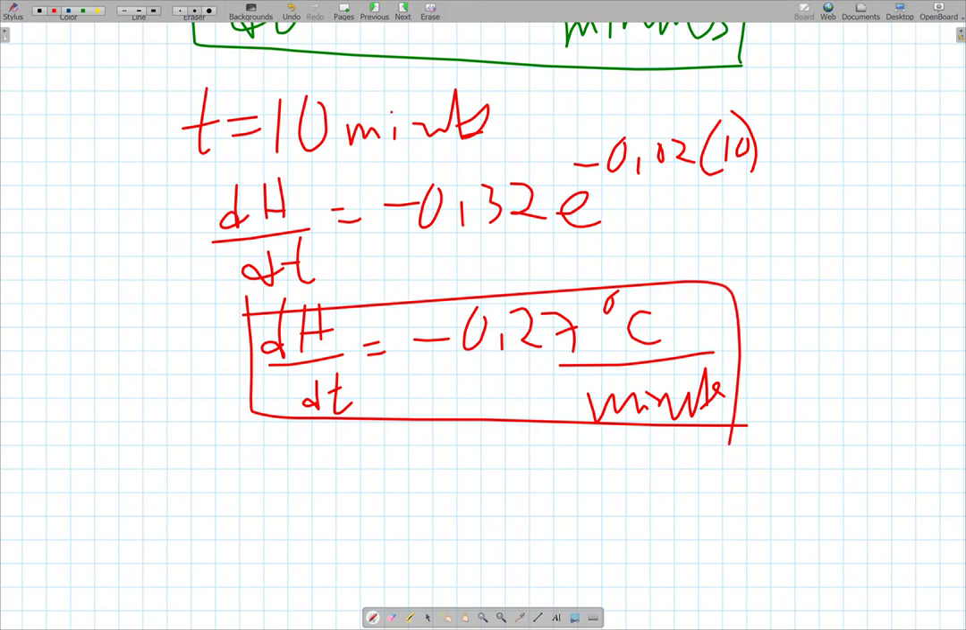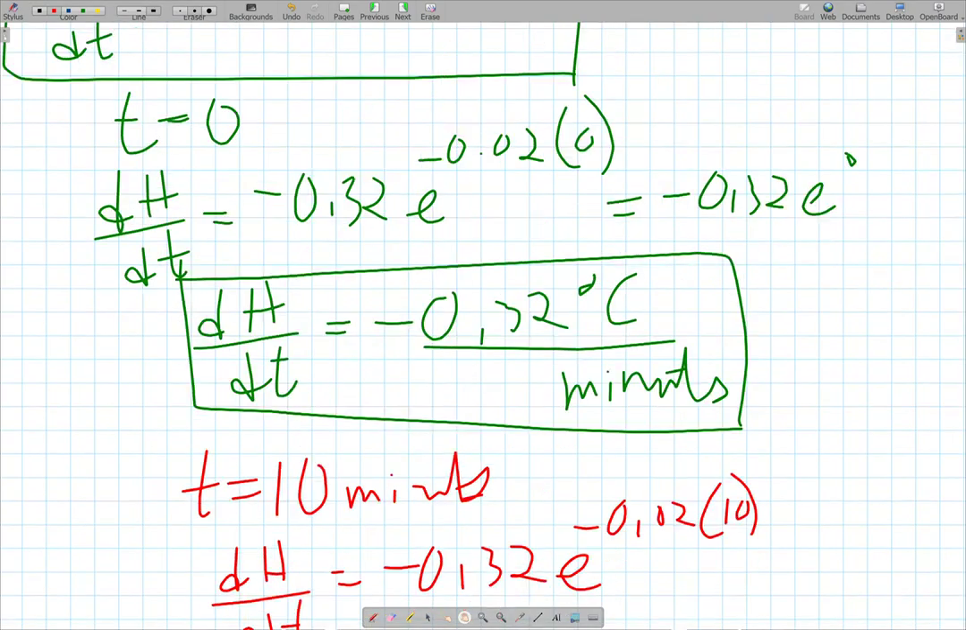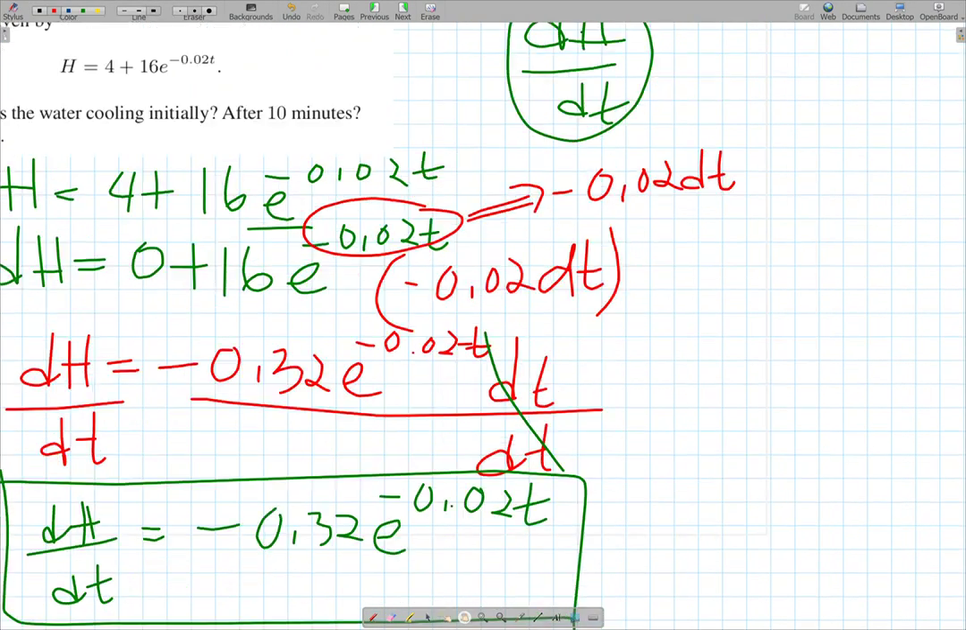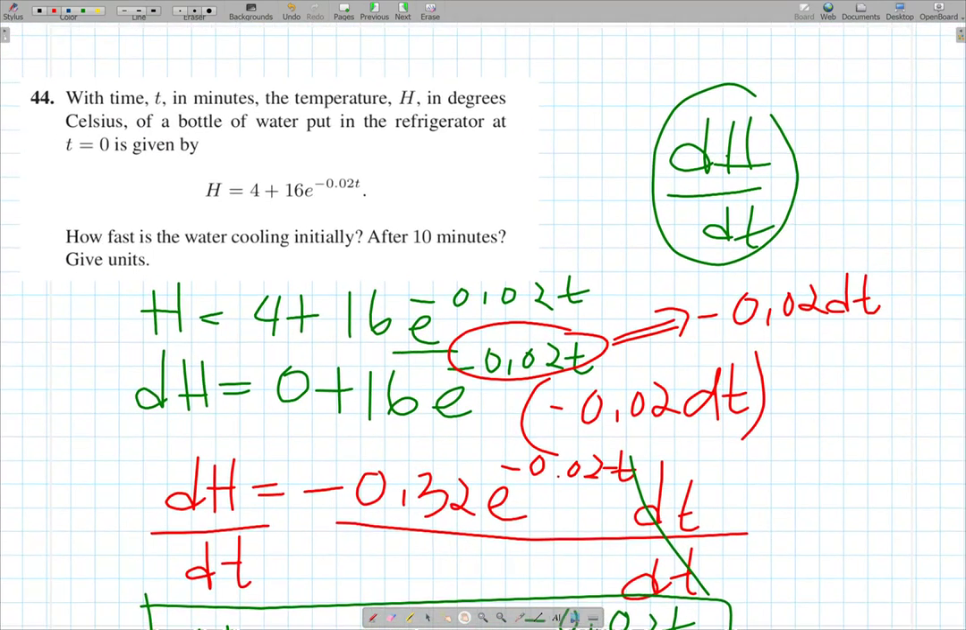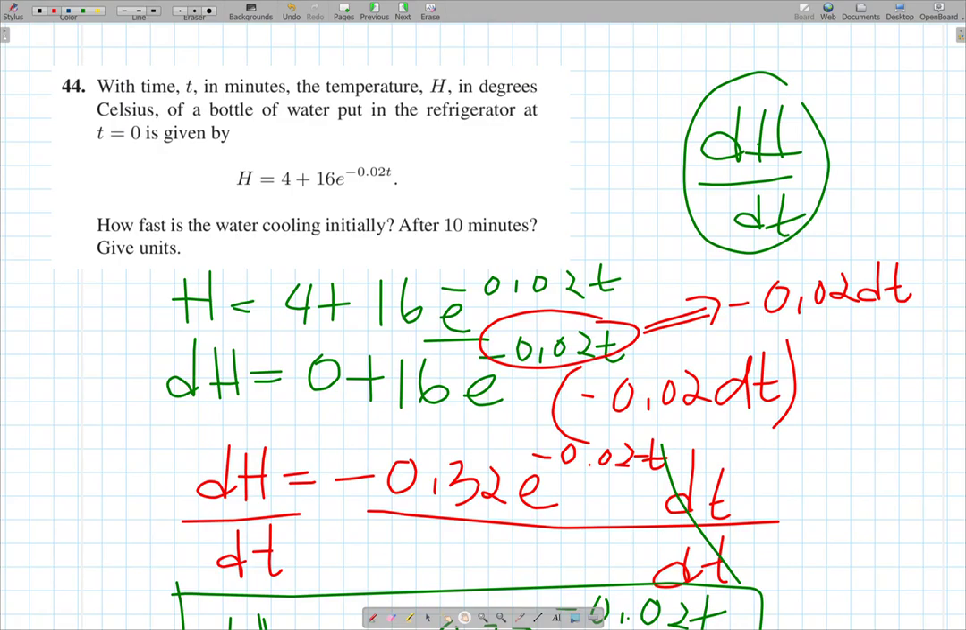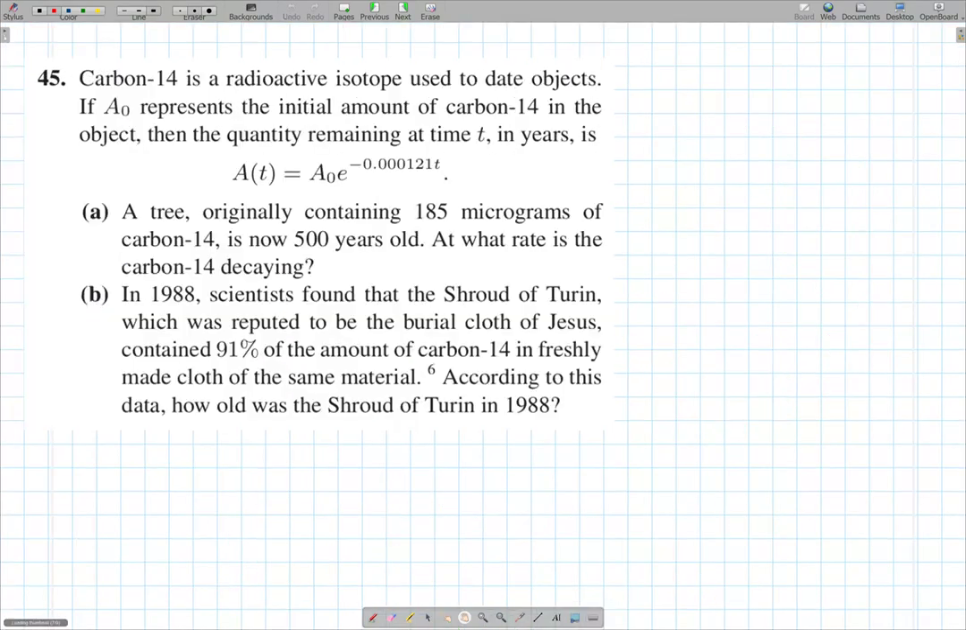Kailan mag-start ang freezing point ng water? That is 0 degree Celsius, no? Mag-start ang freezing ng water, no? So at 0 degree Celsius. Okay? Next example. Number 45.